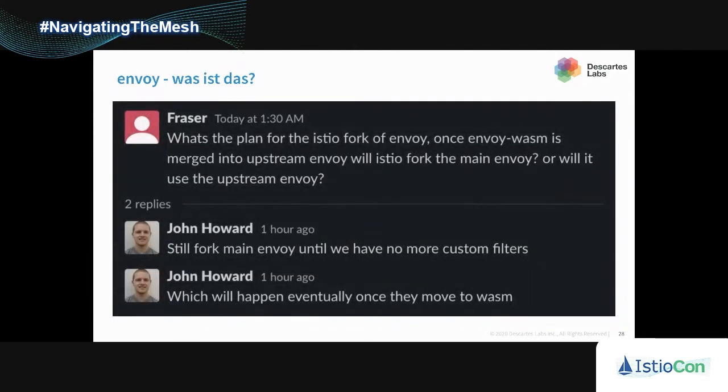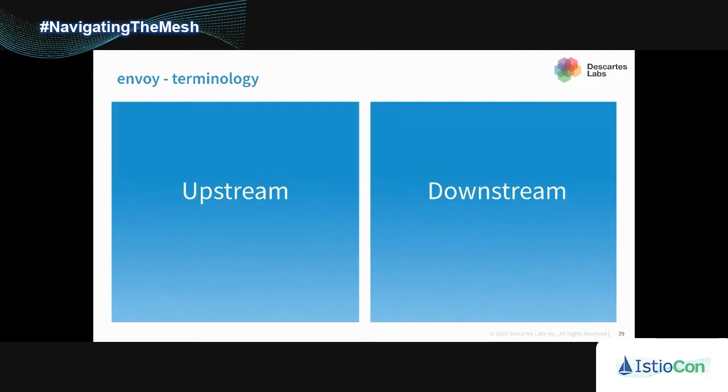And eventually the fork will go away. You'll be able to add all the functionality that Istio needs dynamically through dynamic modules. But until then, we're stuck with this fork. Incidentally, John, again, if he says something, he's probably right about Istio anyway. Okay, terminology. I just like these terms, but we have to talk about them because they're used everywhere.